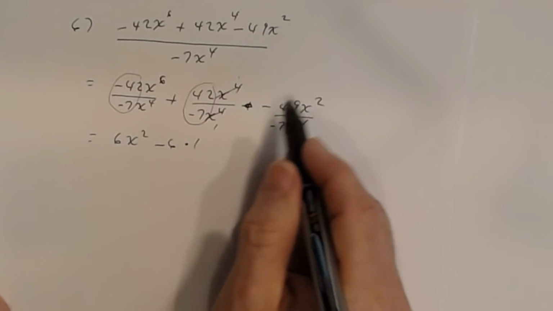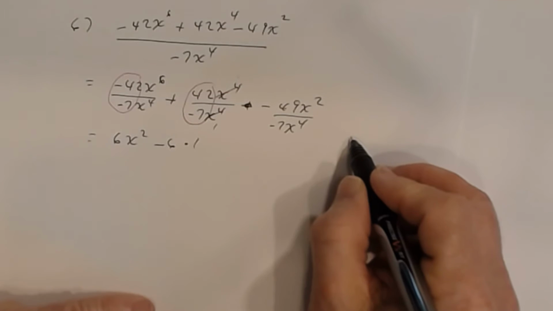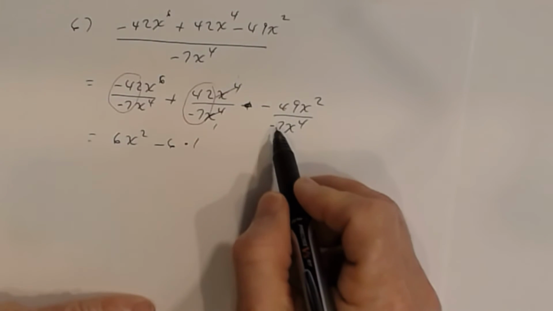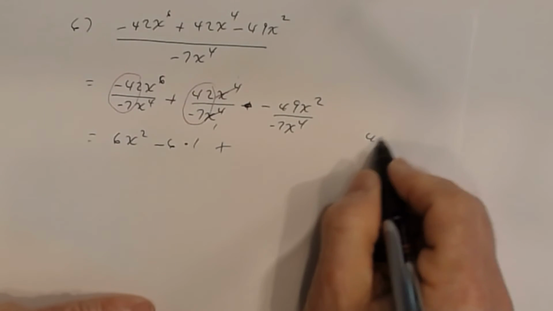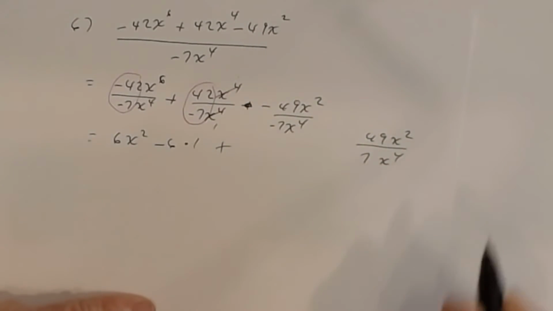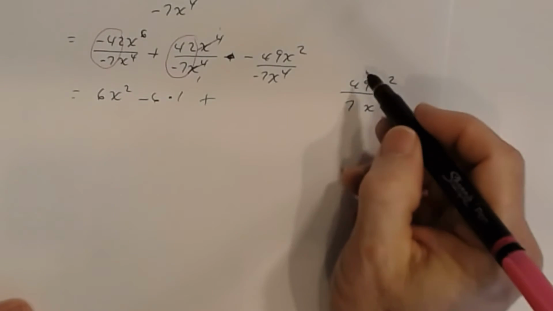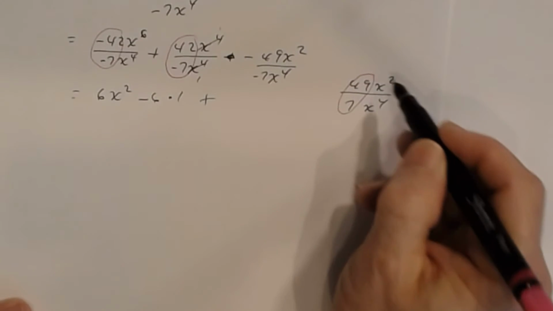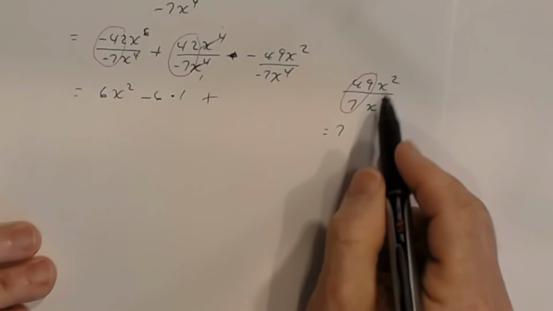Now, this is where you need to be careful right here. So I'm going to go off to the side and rewrite this. First of all, notice that a negative divided by a negative is a positive, so that's going to be a plus right here. Now, let's talk about 49x squared divided by 7x to the 4th. Okay, so let's move this to the side. This one's easy, 49 divided by 7 is 7. So I had no issue there. Now remember this though, be careful.